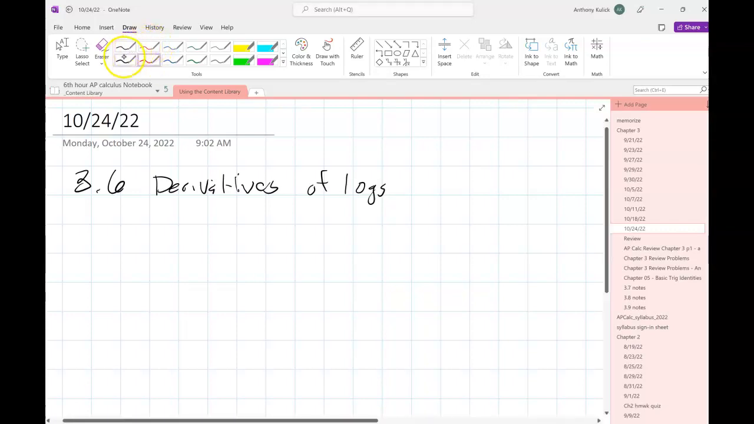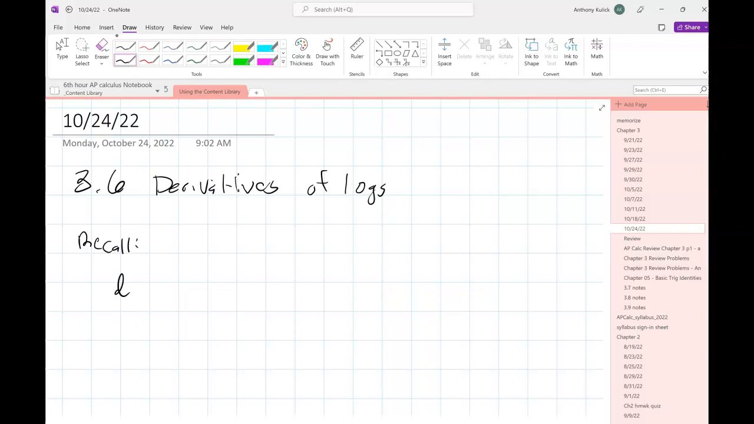All right, today we'll do section 3.6. We already kind of dipped our toe in this before we decided that that first test was going to cover sections 3.1 through 3.5. We did, however, discuss these derivative rules that were part of 3.6 that I just want to remind you guys of.